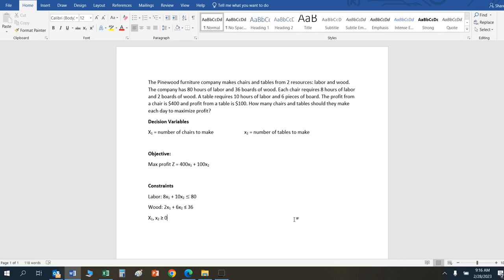Okay, so labor: a chair requires 8 hours and a table requires 10 hours, and they have up to 80. So 8x1 plus 10x2 less than or equal to 80.